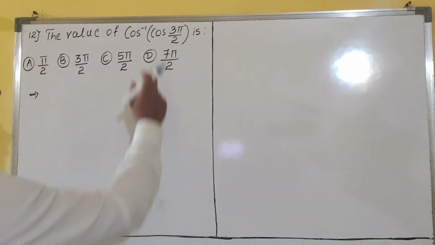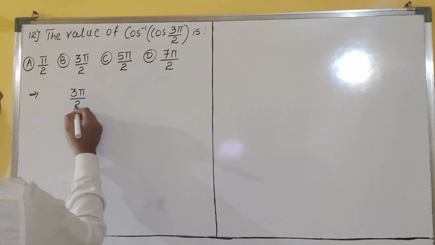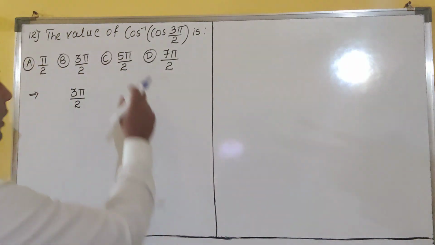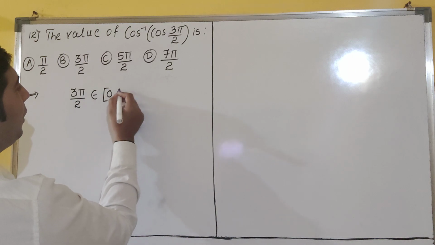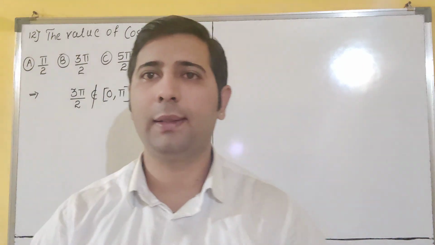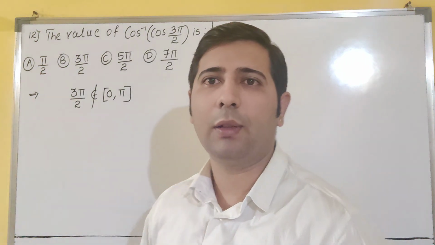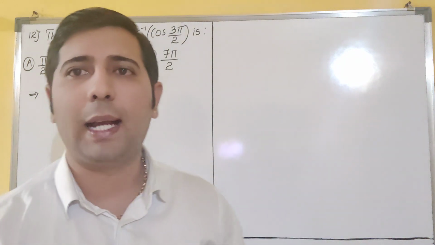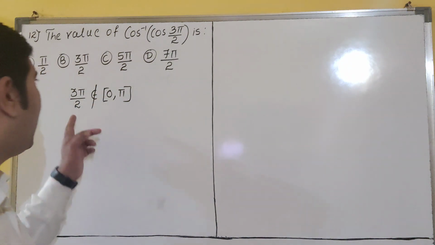Why? Because 3 pi by 2 does not belong to the range of cos inverse x, dear students. What is the range of cos inverse x? Cos inverse x range is 0 to pi, dear students. So it will not belong to this. Why? Because pi by 2 is how much? Pi by 2 is 90. 90 into 3 is how much? 270. 270 will cross 180 degree, dear students. So that's why we can't give our answer as 270, dear students.